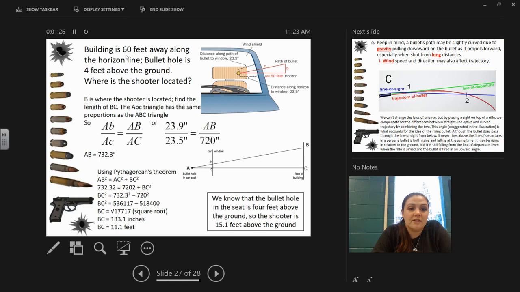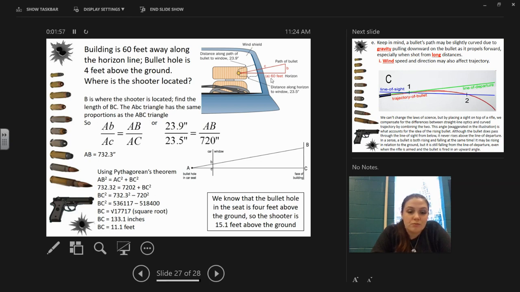So a building is 60 feet away along the horizon line. The bullet hole is 4 feet above the ground. So if I look in here, it's 60 feet away, 4 feet off the ground is where the bullet hole is at. Where is the shooter located? B right here is where the shooter is located. Find the length of B to C. The ABC triangle has the same proportions as the ABC triangle.